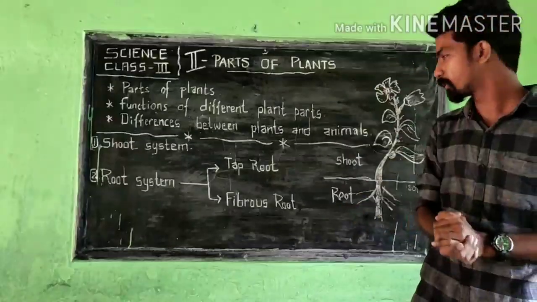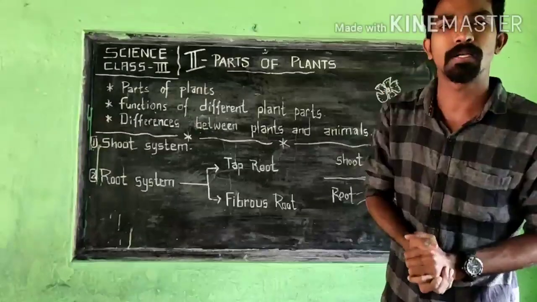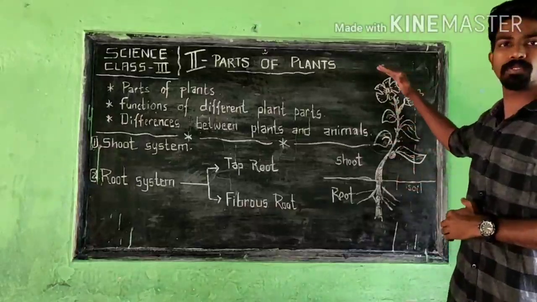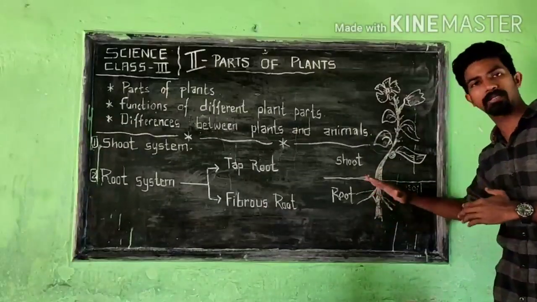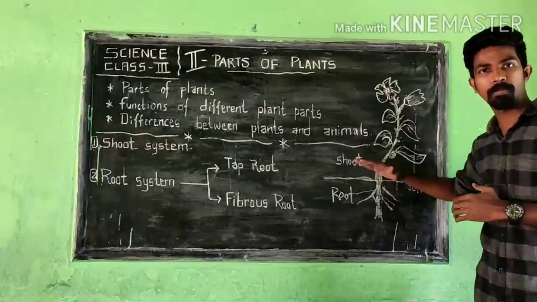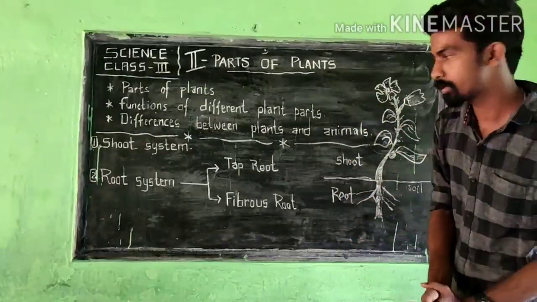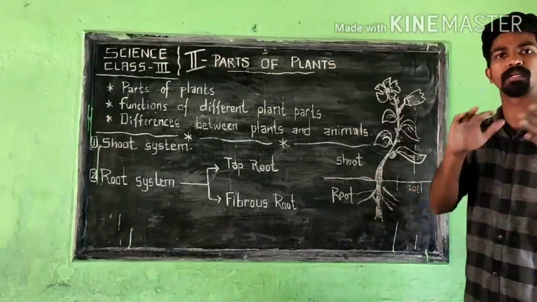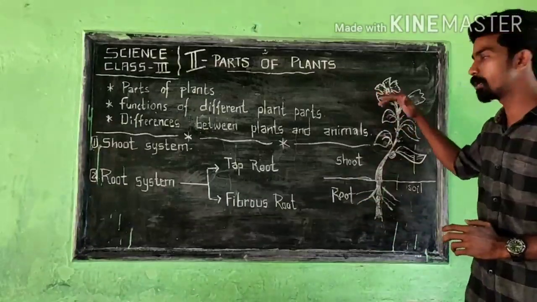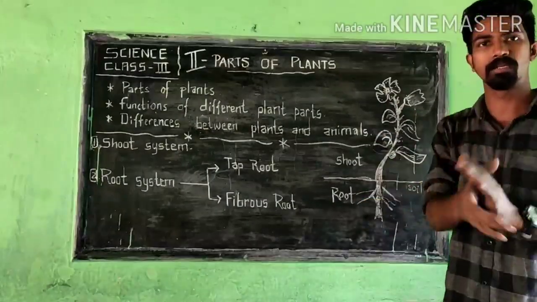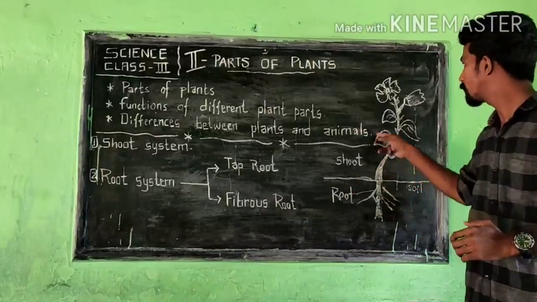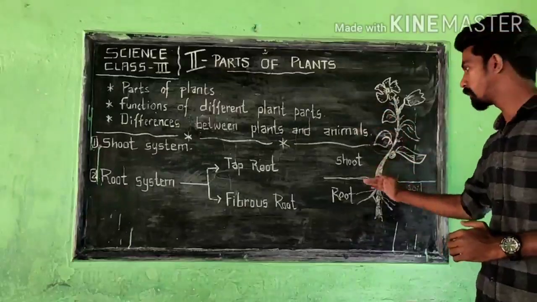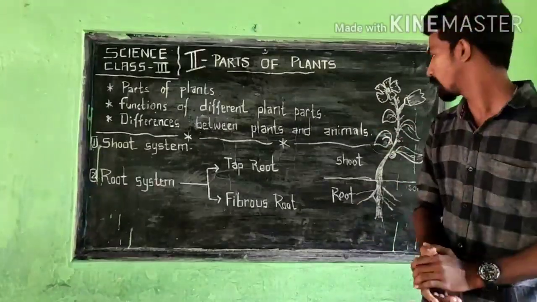Moving to the next one, we can divide the parts of a plant into 2 categories: the plant part which we can see above the soil, and the plant part which we cannot see, that is below the soil. The part above the soil we call the shoot system. That is why this picture is clear. This is the soil. Below the soil, the root system is present, and above the soil, the shoot system is present. In the shoot there will be stem, leaves, flowers, seeds, etcetera. In the root system, the roots will be there.